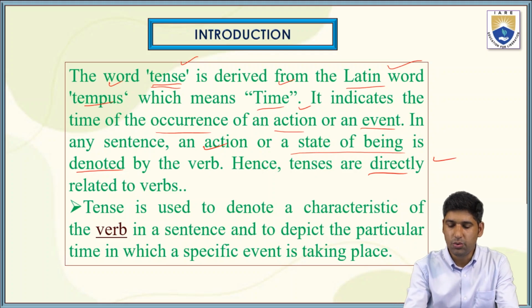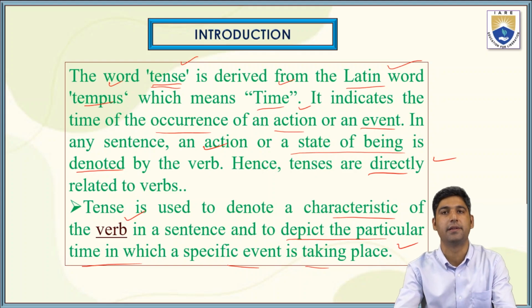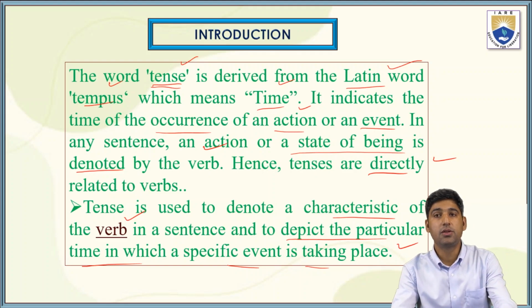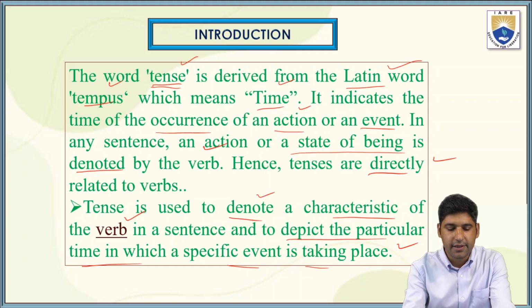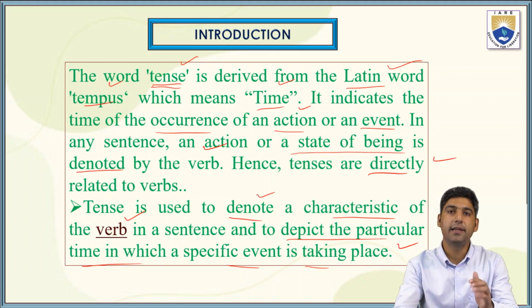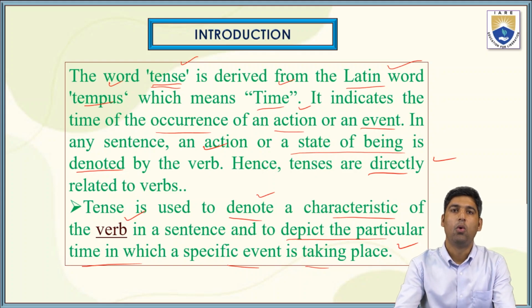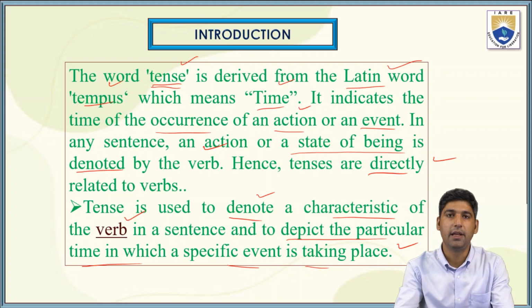Tense is used to denote a characteristic of the verb in a sentence and to depict the particular time in which a specific event is taking place. So tense shows a characteristic of the verb in a sentence. As I told you, verbs show the time of the occurrence in a sentence. So that's what I'm telling you.